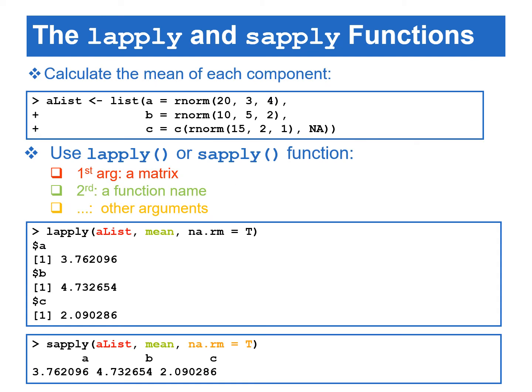The first example uses the lapply function to calculate the means of each component of a given list. The result that is being returned is a list. On the other hand, using the sapply function simplifies the result to a vector.